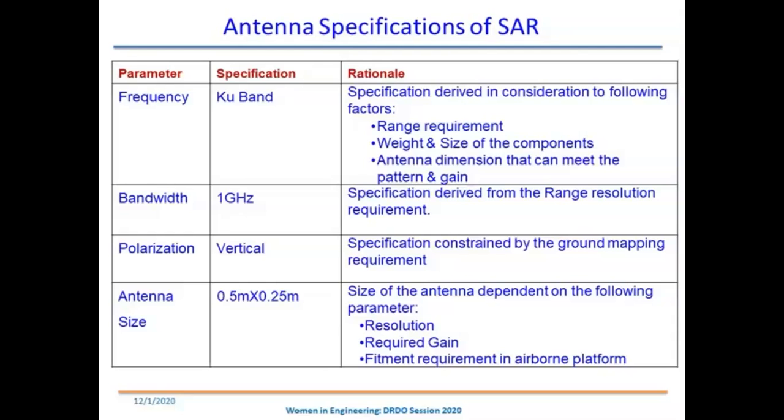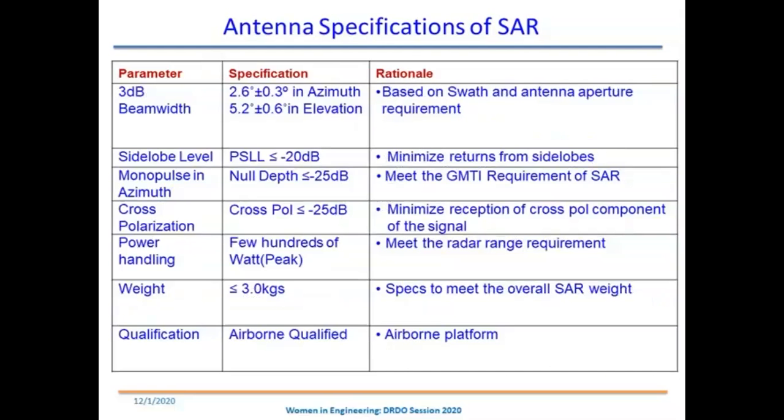And then the polarization, as I told you, the orientation of the electric field, is basically constrained because it is used for ground mapping, so vertical polarization is used. Antenna size is basically to meet the resolution, gain, and fitment in the airborne platform. Other parameters are beam width and side lobe level. We also have a difference pattern, called monopulse, which was also one of the key requirements. Then cross-pole and power handling, how much power it should handle, because that also dictates the type of antenna we are going to choose. And then the weight, as I told you, should be less than 3 kgs, and it should be airborne qualified to meet the requirement.